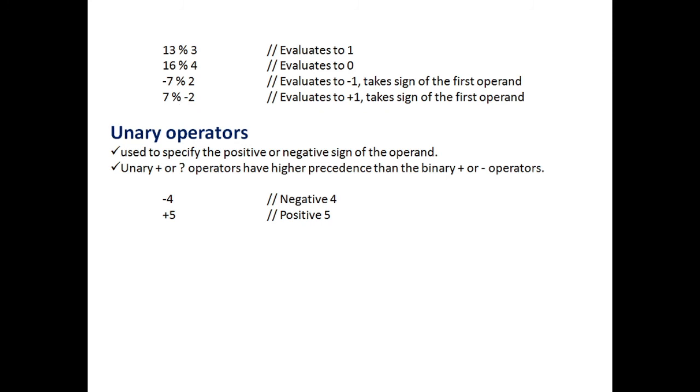Next are unary operators. So what are the unary operators here? Plus and minus are acting here as unary operators. These are used to specify whether the operand has a positive sign or a negative sign, that's it. So minus 4 indicates it's a negative 4, and plus 5 is positive 5. And the unary operators have the highest precedence, that means the highest hierarchy among all the operators. We will discuss this with an example afterwards.